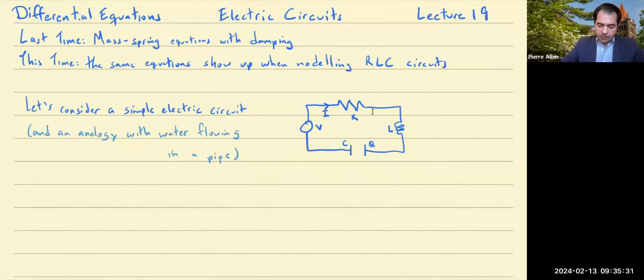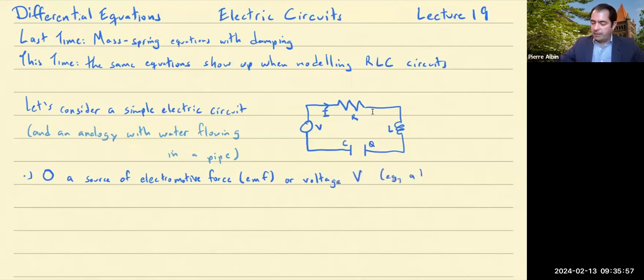Okay, so let's go over these elements one at a time. First, the circle is a source of electromotive force, which gets abbreviated as EMF, or voltage, V. So for example, think of a battery, which drives the electric charge and produces a current, I.